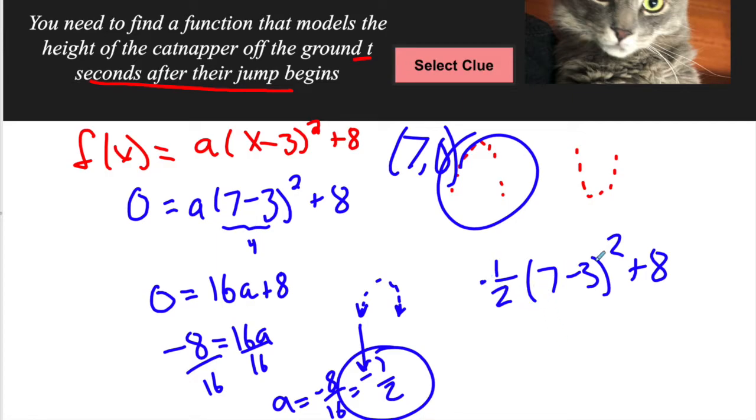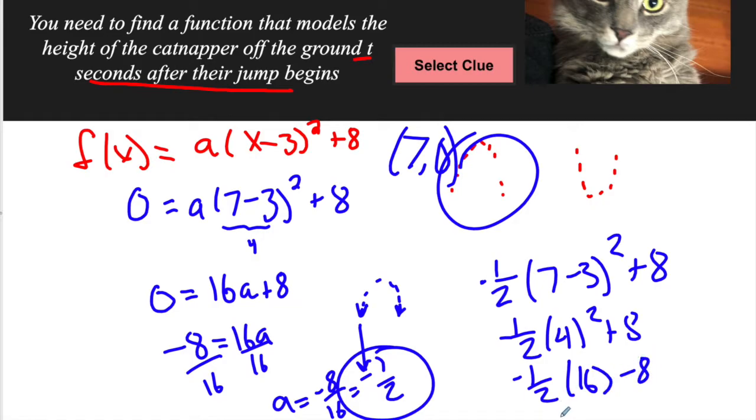Okay? So this will become a 4. This will become a 16. Gotta remember to keep my negatives going. This will become a negative 8. And negative 8 plus 8 is 0.